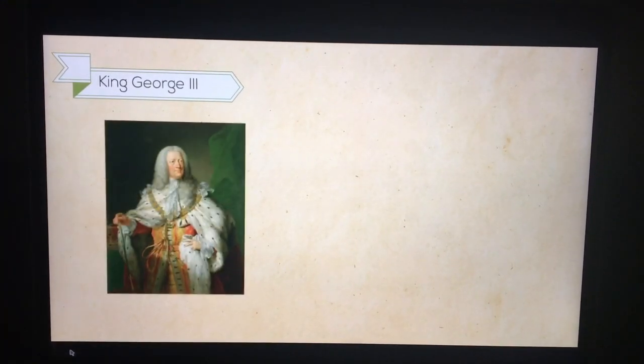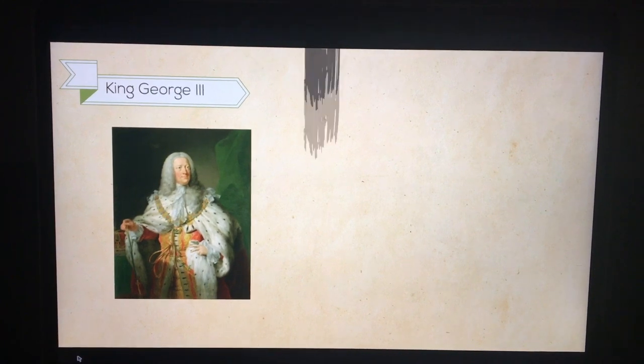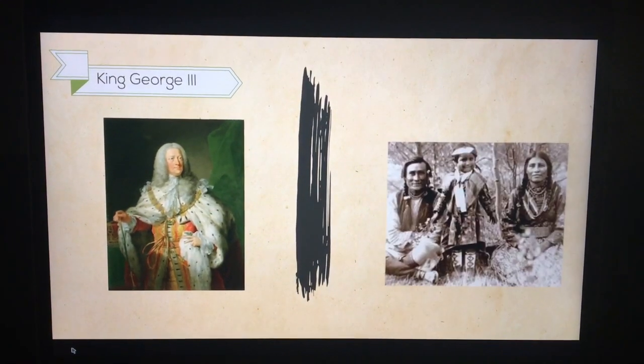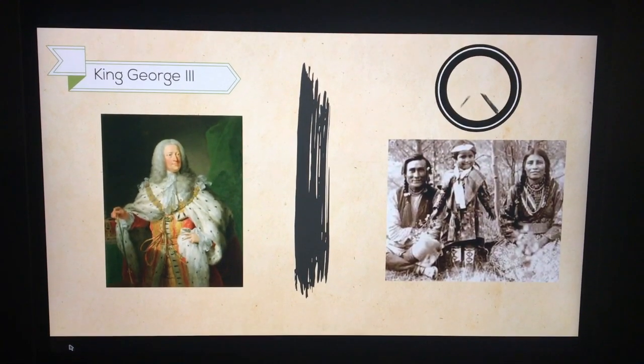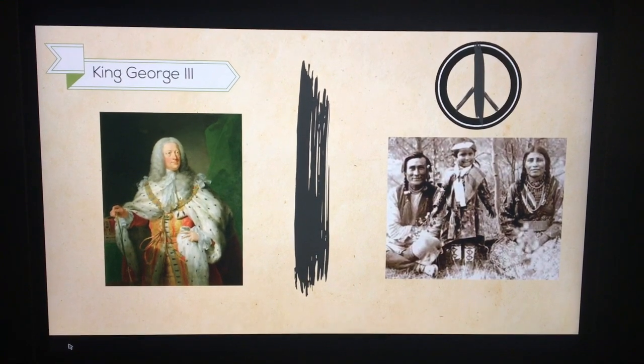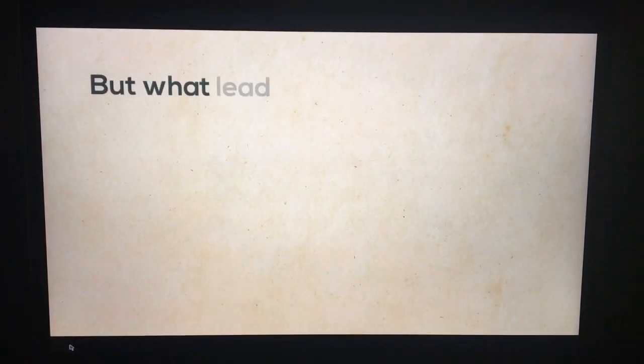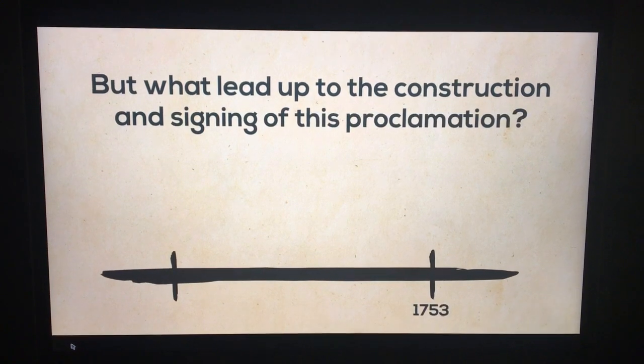The Proclamation of 1763 was a document signed by King George III. It specified the areas in which the colonies couldn't settle and the areas that were reserved for the Native Americans, in what was overall a futile attempt to maintain peace. But what led up to the construction and signing of this proclamation?